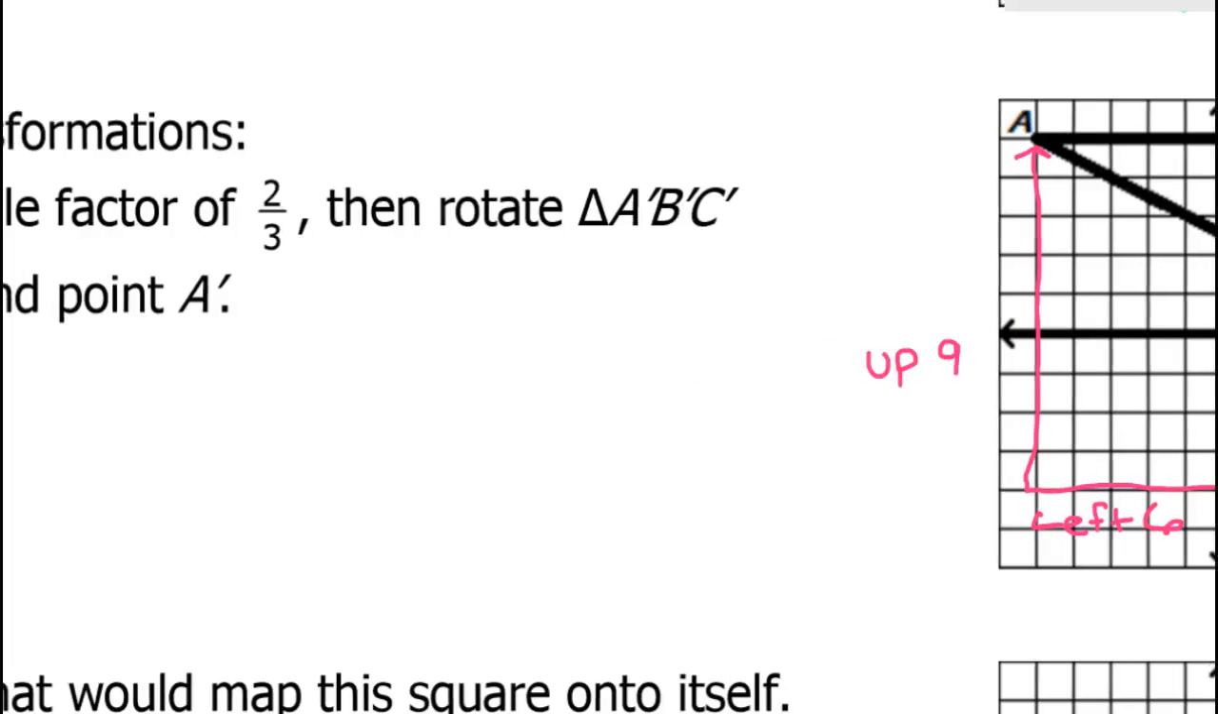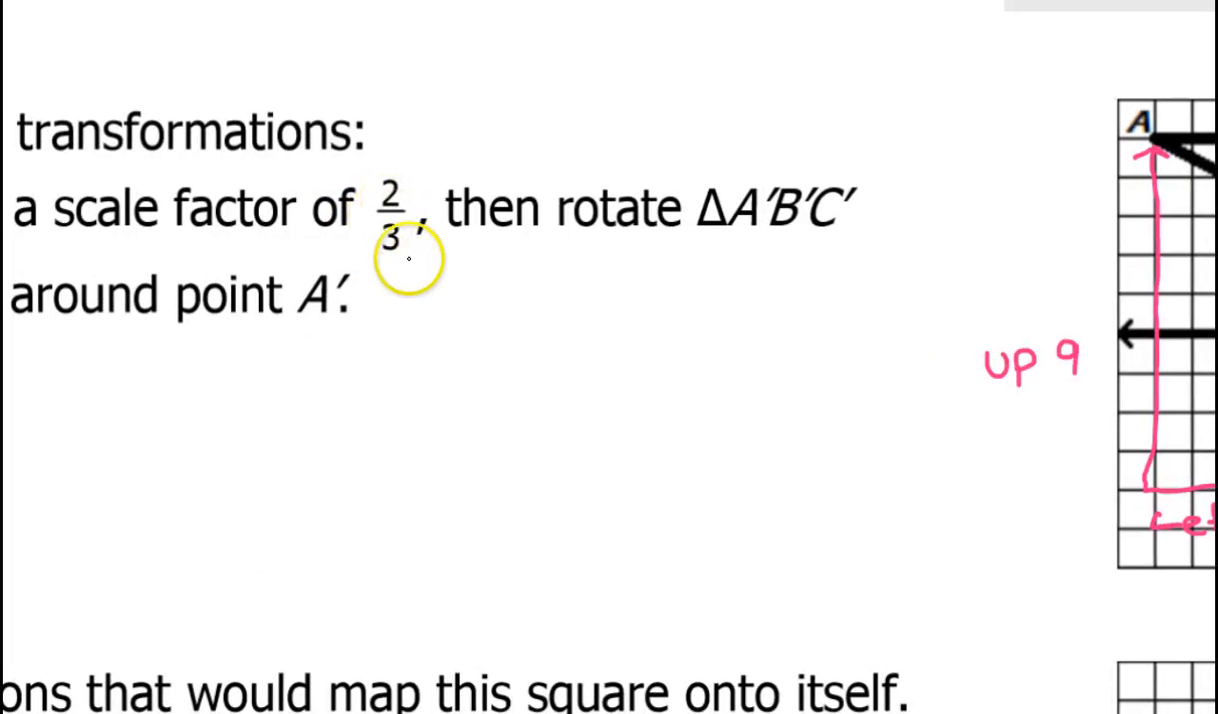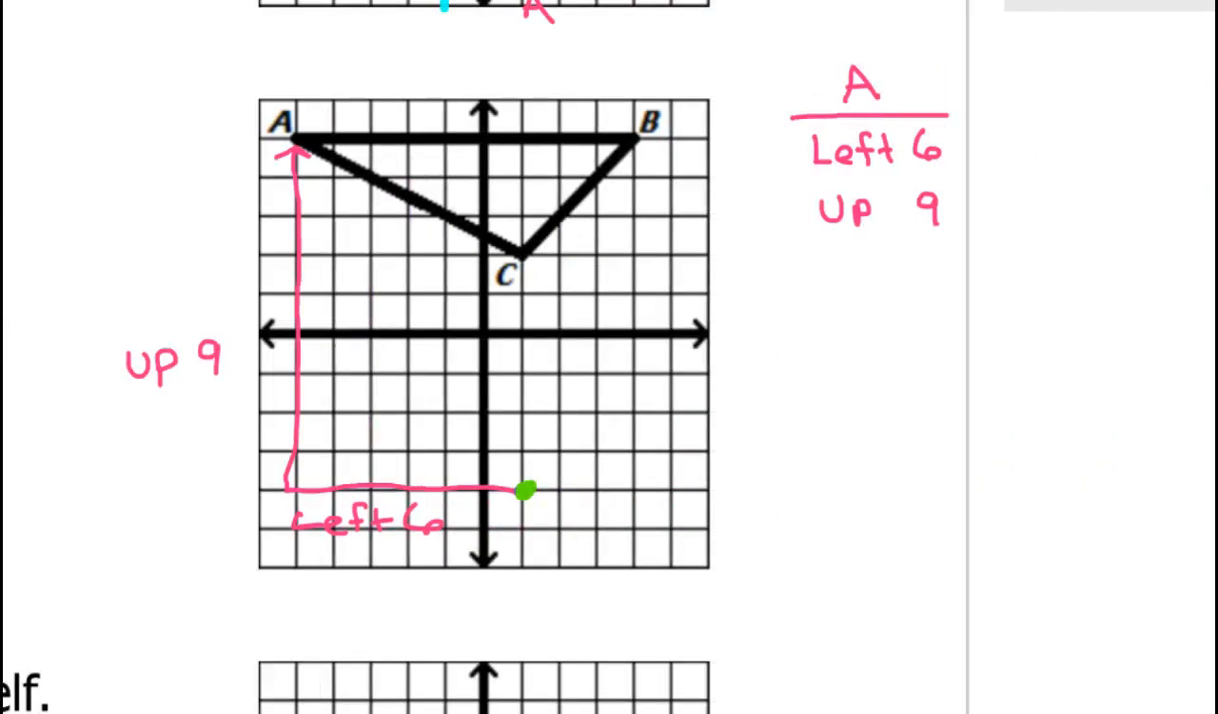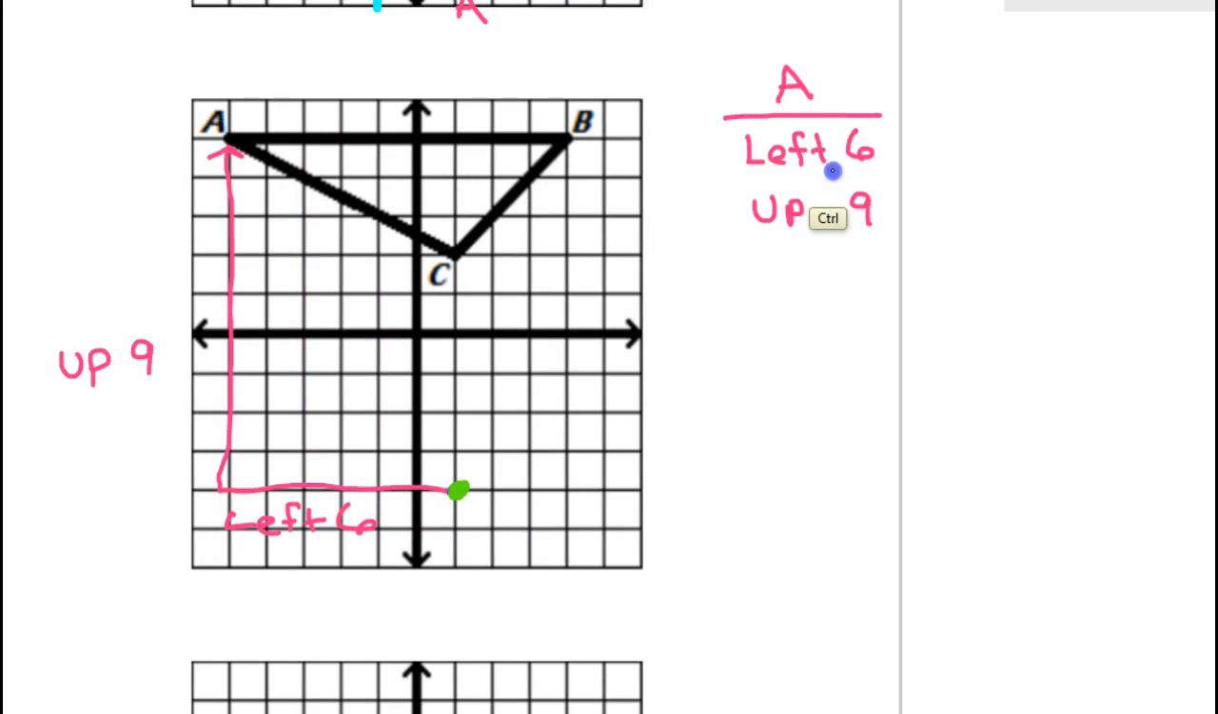Now remember that the scale factor is 2/3. So I need to multiply each of these motions by 2/3. So I need to take 6 and multiply that by 2/3. I need to take 9 and multiply that by 2/3. And that is going to tell me where A prime is going to be, or how to get there anyway.